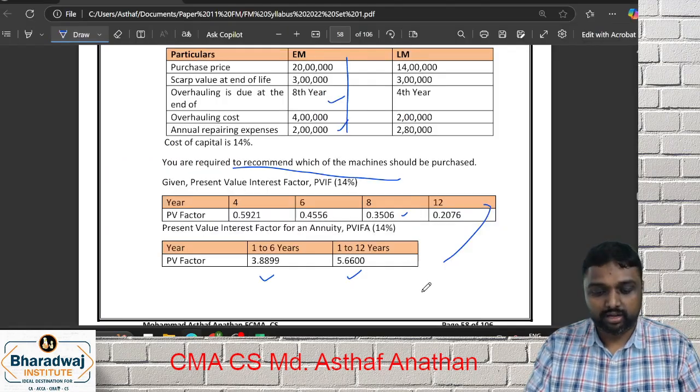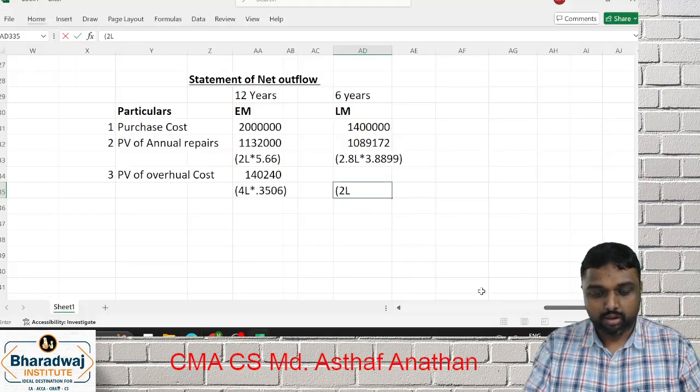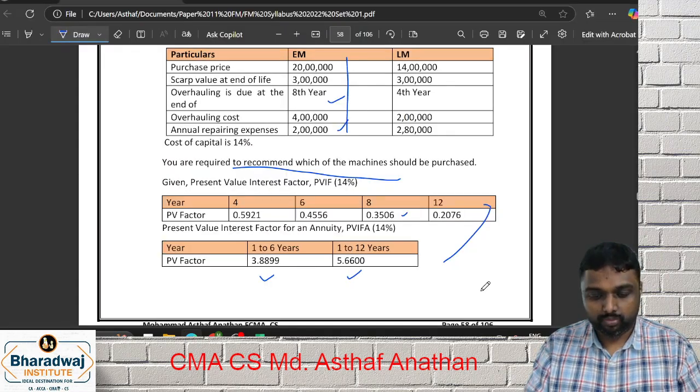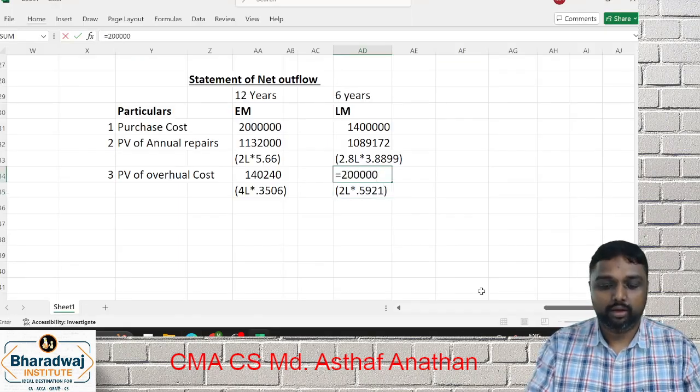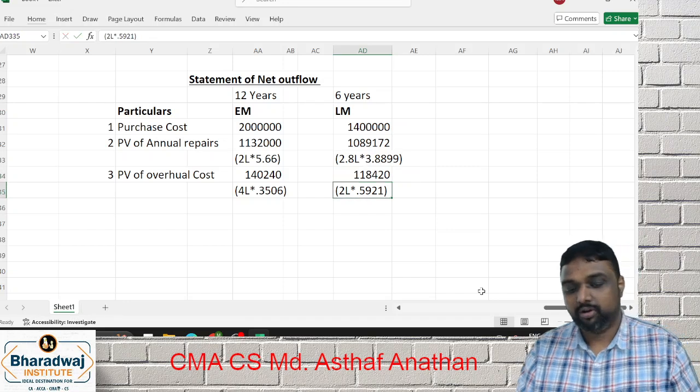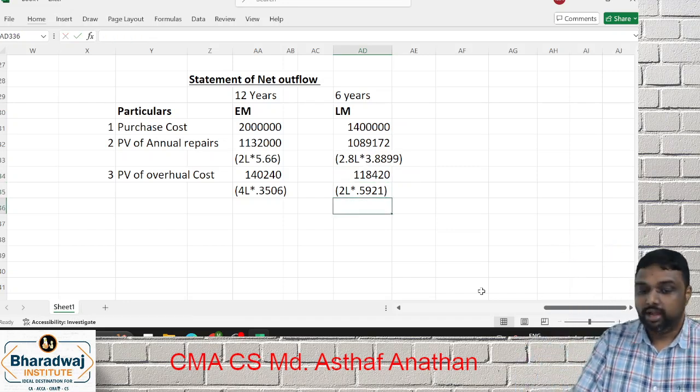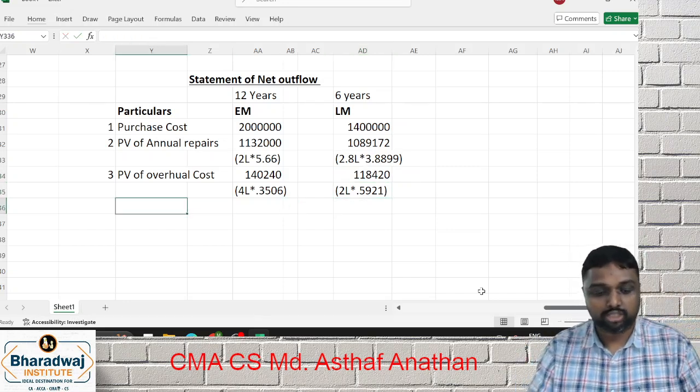What about here, friends? 2 lakh into which year? 4th year. 0.5921. Very good. So 2 lakh into 0.5921. Are you clear, friends? Now you got the present value of overall cost also.